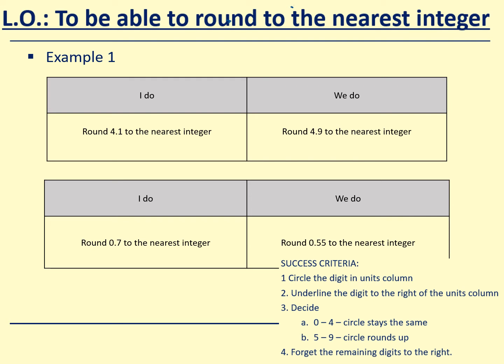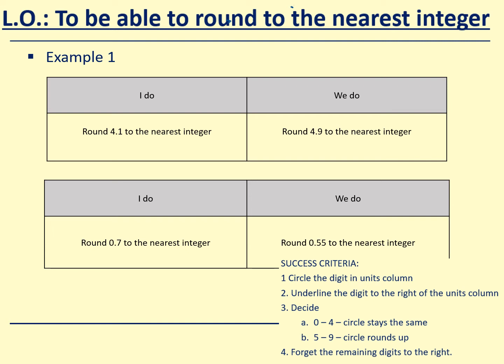Now we are going to learn how to round to the nearest integer. Integer is the whole number. Sometimes you might be asked to round to the nearest unit, or to the nearest integer, or to the nearest whole number. They all mean the same thing.